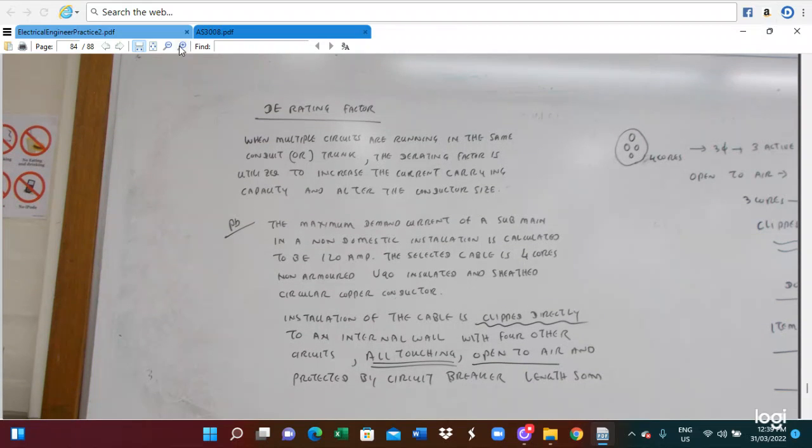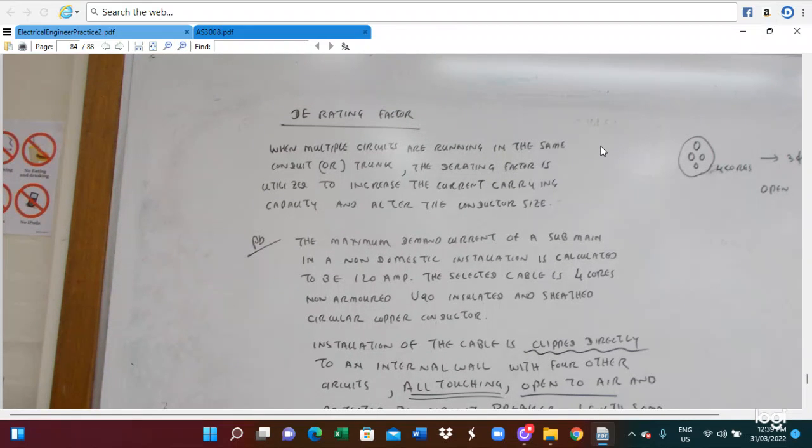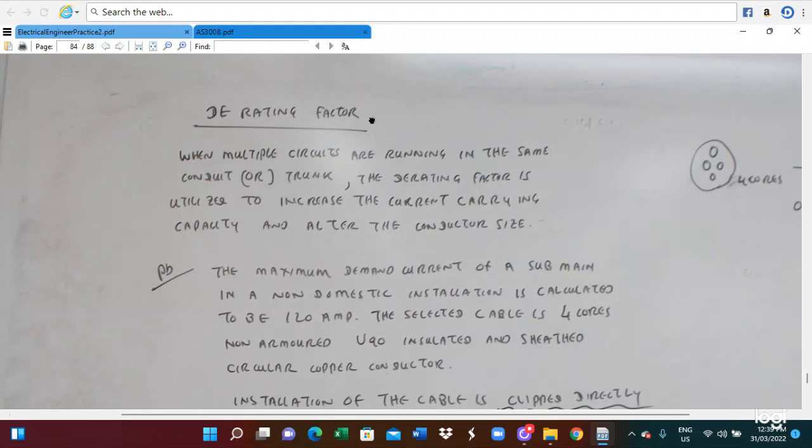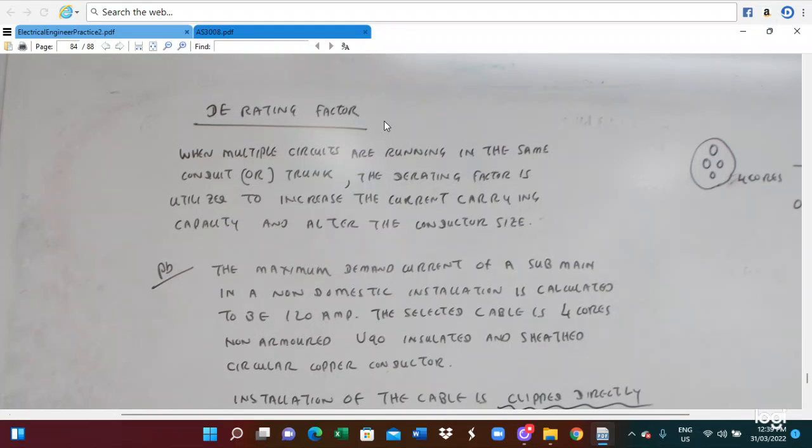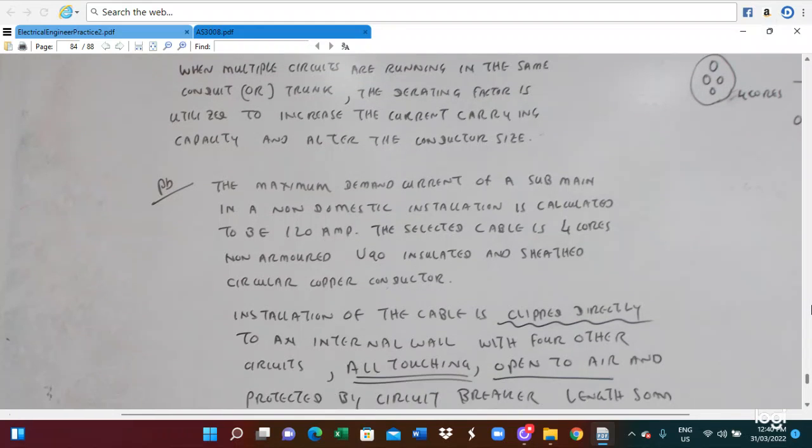And this one is a derating factor. When the multi-phase circuits are running in the same conduit or trunk, the derating factor is used to increase the conductor size, because all the multi-phase circuits run in the conduit, so they are producing induced voltage because of the magnetism. This induced voltage will increase the current. So this is why we have to change the cable size. We have to select the bigger cable size.